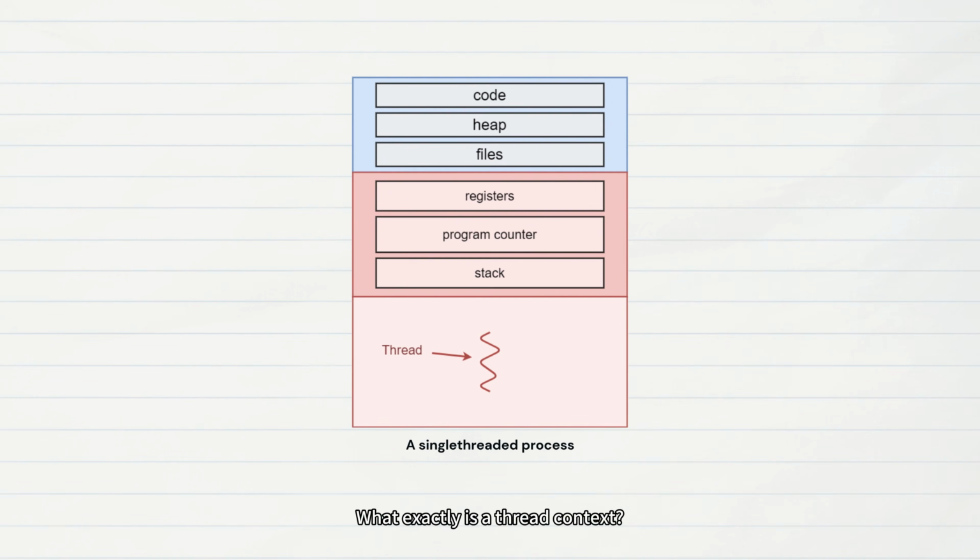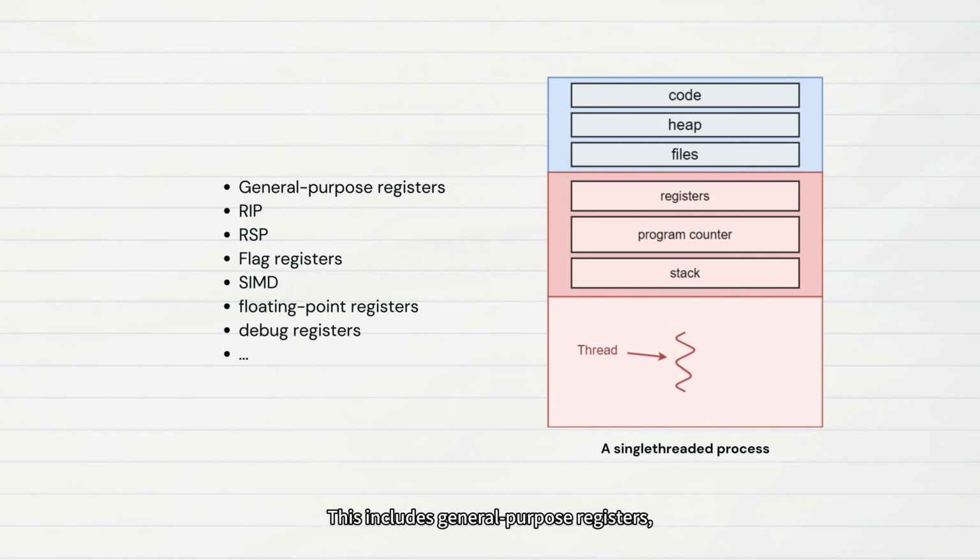What exactly is a thread context? You can think of it as the thread's execution snapshot. When a thread is running, the CPU holds a large amount of its execution state. The combination of these elements is its context. Specifically, this includes general purpose registers, the instruction pointer, the stack pointer, flag registers, SIMD and floating point registers, and, if in a debugging state, debug registers.